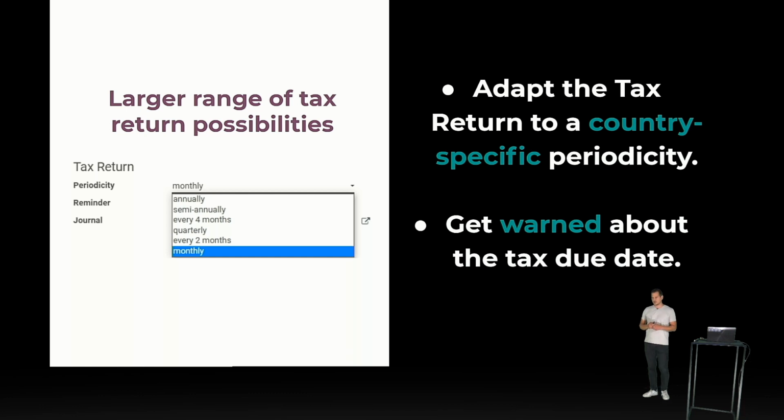Next point about taxes is that we made some minor changes on the tax report. In some localizations, they needed more possibilities for the tax return periodicity. And that's why we added, for example, every 2 months or every 4 months tax periodicity, because not every localization is following the calendar year. Also, thanks to this new periodicity, you will be warned at exactly the correct date when you have to introduce your tax return.